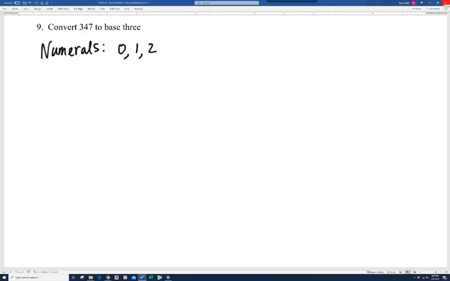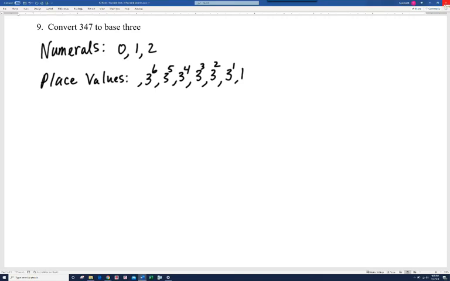All right, so let's see how you did. So first of all, our numerals are 0, 1, and 2. And our place values, well, this is base 3, so it'll be 1 and then 3 to the first and so on. I did up to 3 to the 6th. Now, if you actually write out your powers, you'll see that 3 to the 5th power is 243, and 3 to the 6th power is 729. So 729 is too big. And so the largest positional value that's less than our base 10 number, which is 347, is 243.